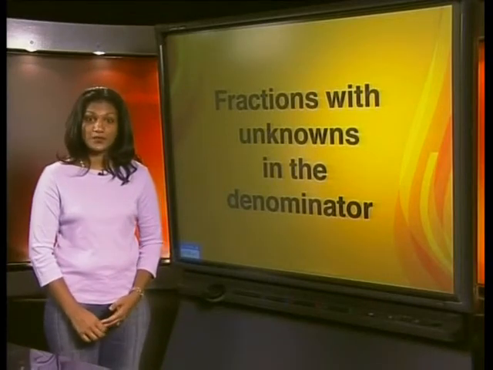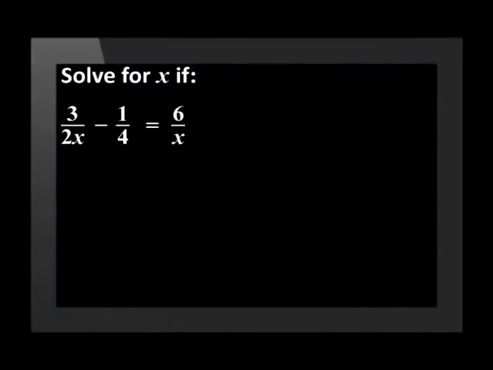Let's look at an example that involves fractions. Remember, to solve an equation with a fraction, first change it to an equation without a fraction by finding the lowest common denominator, or LCD. Take a look at this example. Solve for x if 3 divided by 2x minus a quarter is equal to 6 divided by x.